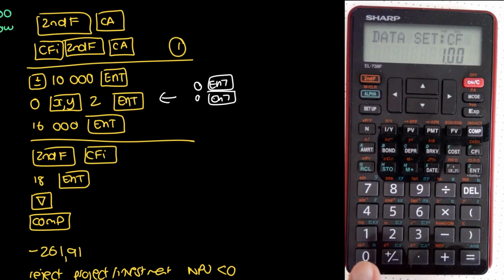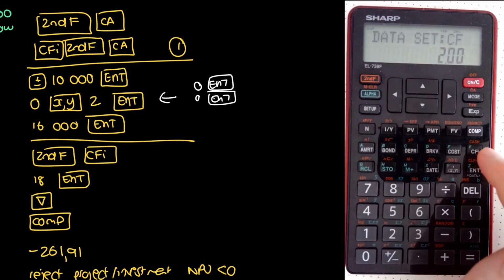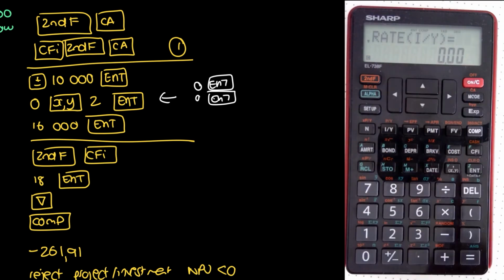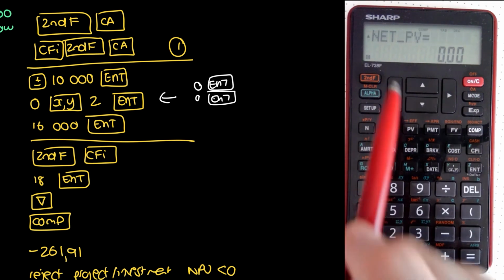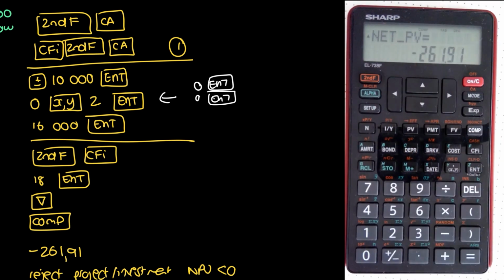Then for the third entry, it's 16,000. So 16, 2, 3, and enter. So now we've entered all our data points. Now we can go ahead and put in our annual effective interest rate or our nominal interest per annum compounded annually. And that is going to be 18%. So we're going to say second function cash, bring up the rate, enter it as 18, which is the I1 value, and push enter. Push down to get to net PV and push compute.